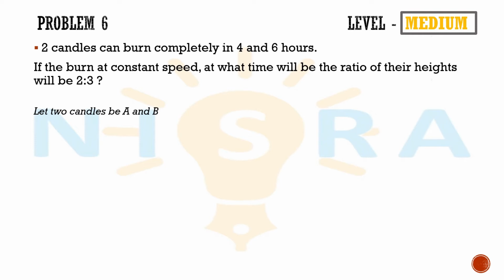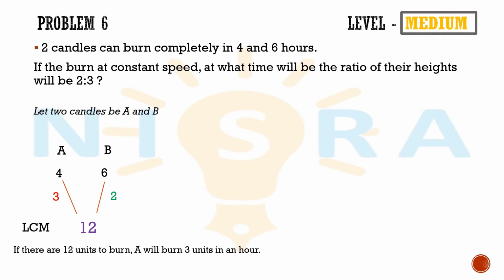So, to solve this problem, we have to find out how many units A and B can burn in 1 hour. From the problem statement, we know A can burn for 4 hours and B can burn for 6 hours. If we calculate the LCM of them, it will be 12. Now, divide 12 by 4, you will get 3. 12 by 6, you will get 2. So, in conclusion, if there are 12 units to burn, A can burn 3 units in an hour and B can burn 2 units in an hour.